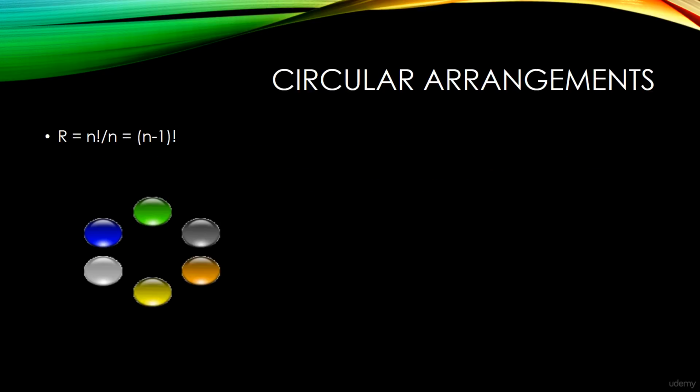Circular arrangements. Let's say we have 6 distinct objects. How many relatively different arrangements do we have if those objects should be placed in a circle? The difference between placement in a row and that in a circle is the following. If we shift all objects by one position, we will get a different arrangement in a row but the same relative arrangement in a circle. So for the number of circular arrangements of n objects, we have n factorial divided by n, which is equal to n minus 1 factorial.